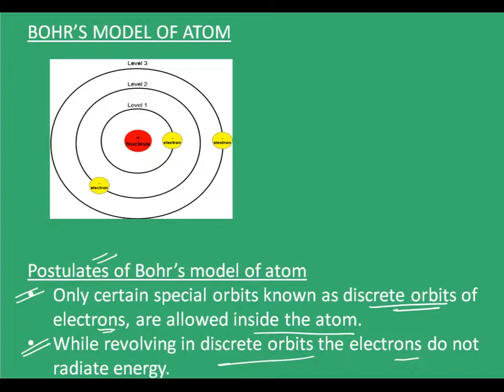This is typically how a Bohr's model of atom looks like. It has a nucleus which is positively charged and it has electrons surrounding it, revolving around it in specific orbits. These electrons do not radiate energy. These orbits are characterized by its orbit number, that is, the first orbit will be n equals to 1, the second orbit will be n equals to 2, and the third orbit will be n equals to 3.